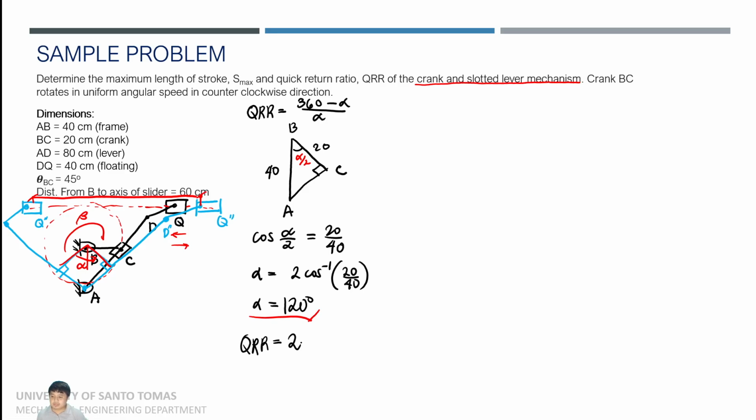So this QRR is much better than just the crank and slider mechanism. For the crank and slotted lever, the QRR is much better. So to find now the length here, how do we find that?